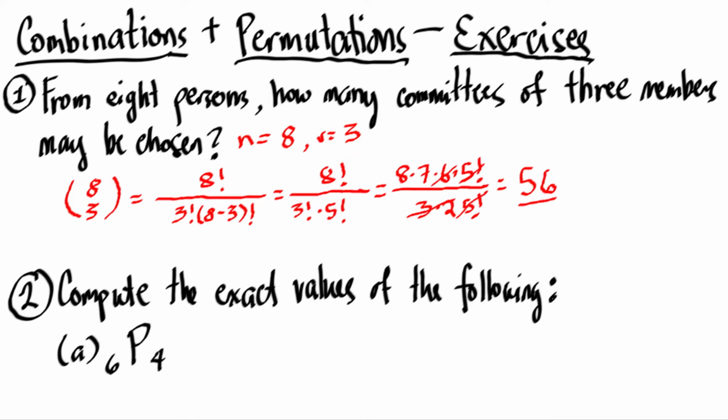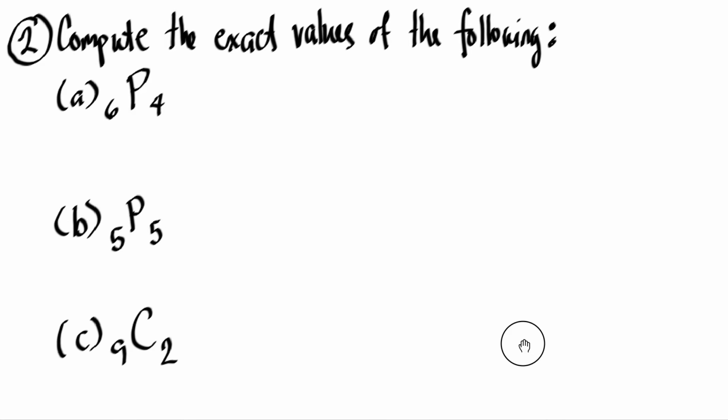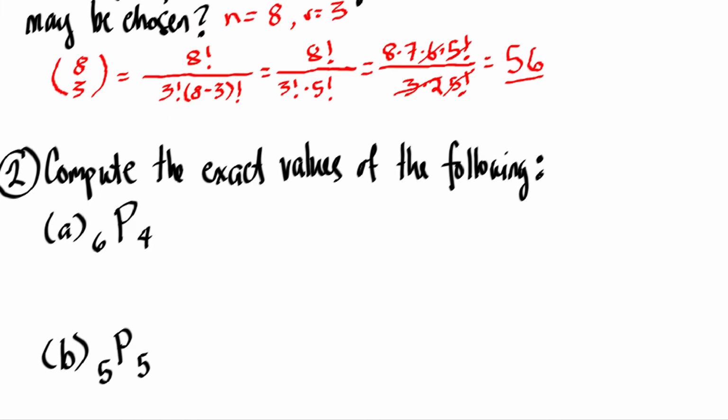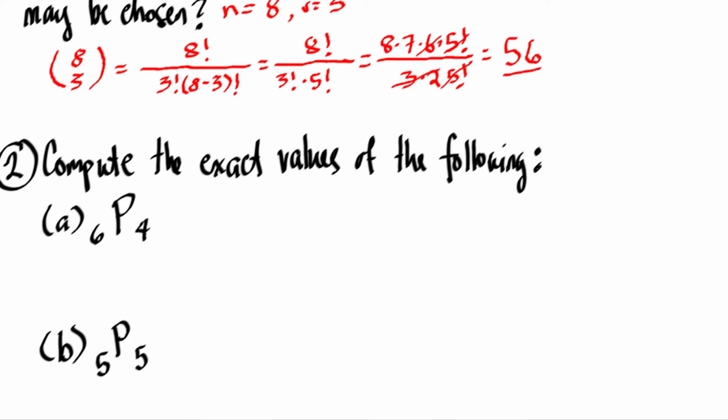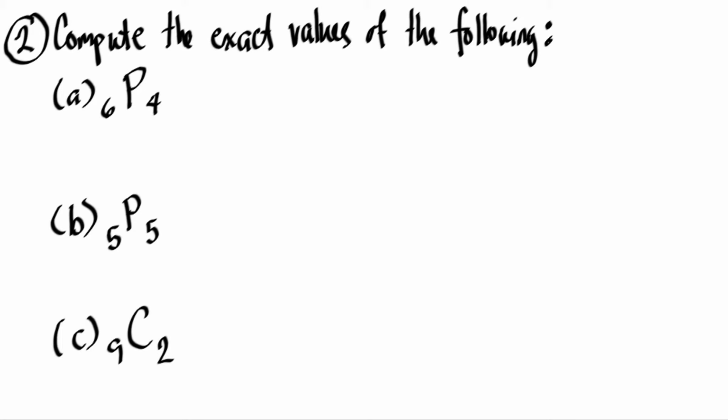For number two, we're going to compute these values, practicing our calculator skills. Actually, you can answer the one above by writing on your calculator 8 nCr 3. That will give us 56. Let's go to number two now. You can answer them with your calculators, but the direction says to compute, so let's practice our computations.